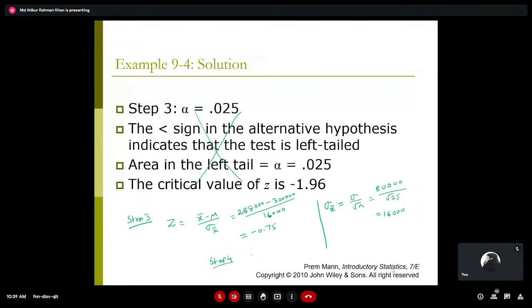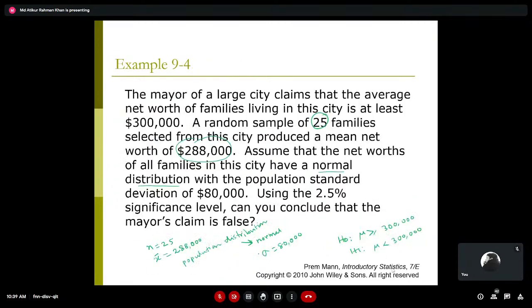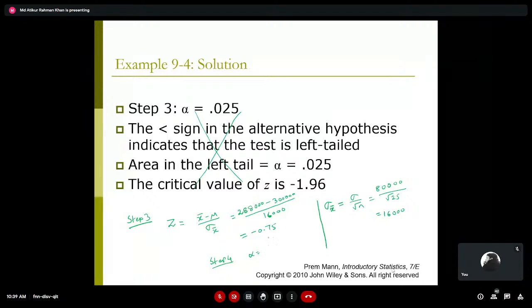So what is the value of alpha? Alpha equal to 2.5%, so 2.5 divided by 100, so 0.025, right? Now, do I need to find alpha by 2? No, sir. Why? It's a left tail test. Excellent. So the whole alpha is on the left side.